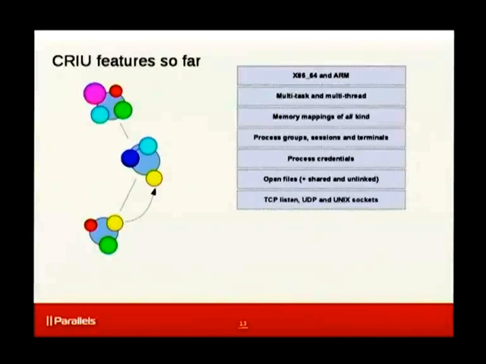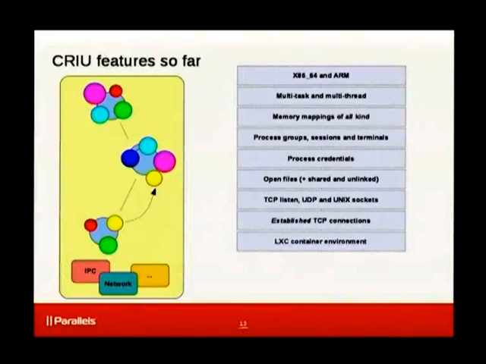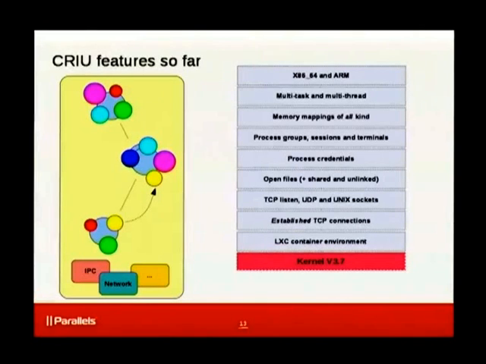It supports TCP, UDP, and Unix sockets. It supports basically an established TCP connection. You can dump one end of the connection, then restore it back. And it contains support for the LXC container environment. And what's really great about all this is that everything I've described above already works on the upstream kernel version 3.7. You don't need to compile a custom kernel. You can just clone the Linux tree, turn some config options on, for example, the socket diagnostic subsystem. And that's it. The checkpoint restore tool will just work on it.